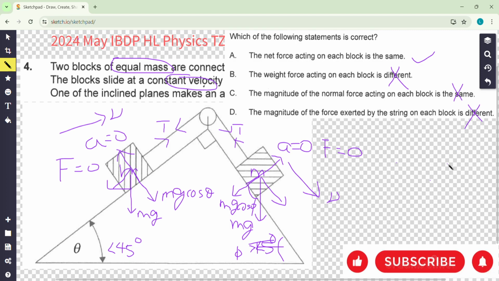Remember, in the exam, look at all the 4 options. Don't be too confident. Thank you.